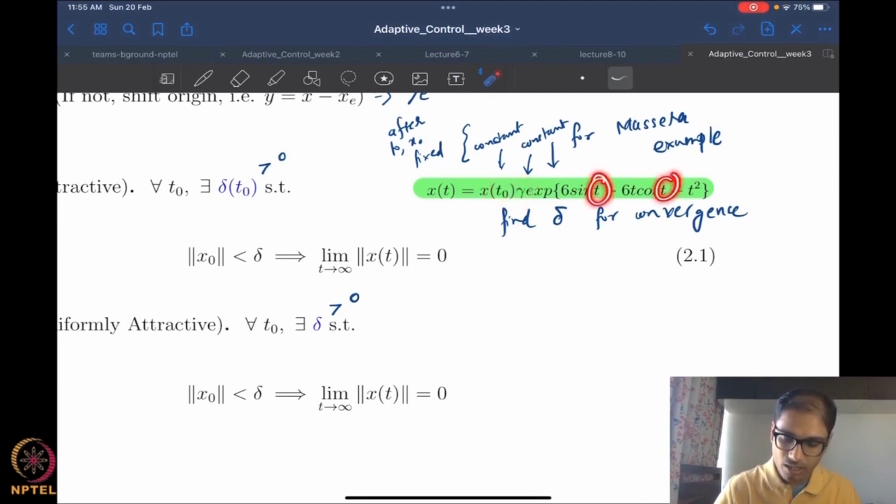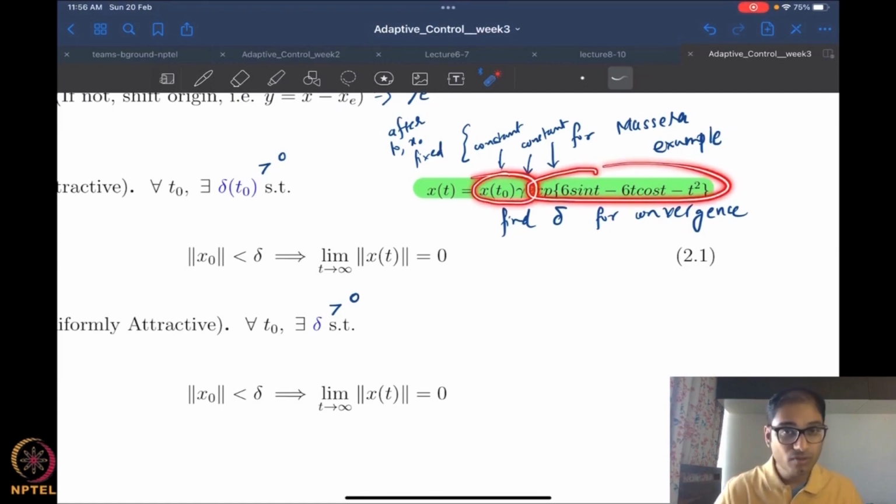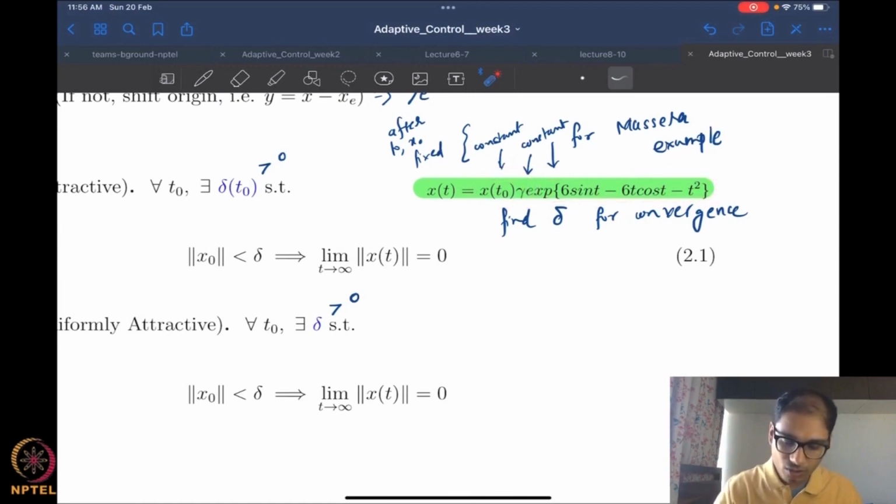t appears only here. And what do I know about this term? I know that this is going to be exponentially decaying. So once t0 and x0 are fixed, these two are fixed quantities, and this term is definitely exponentially decaying. So as t goes to infinity, this is going to zero.